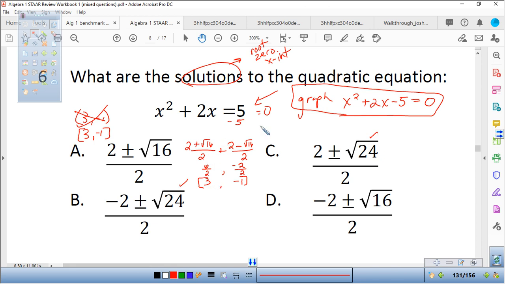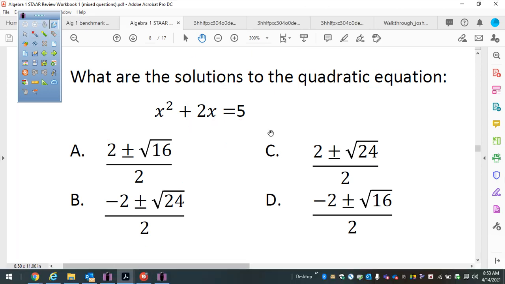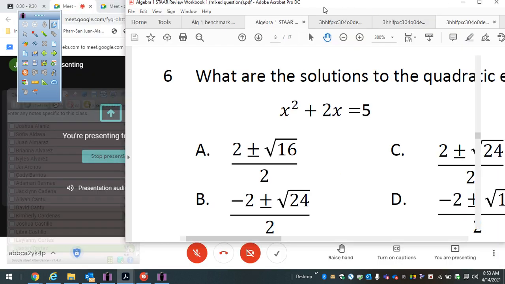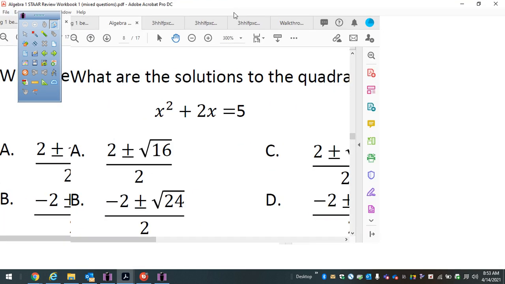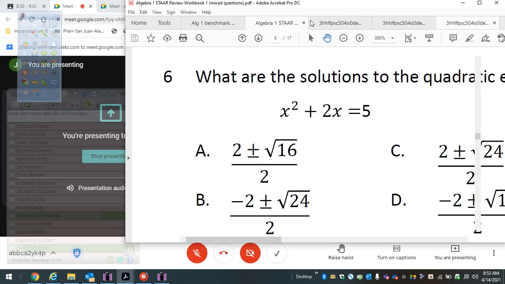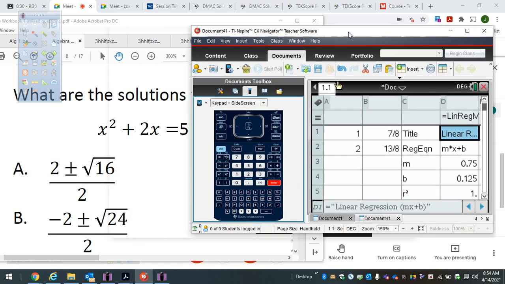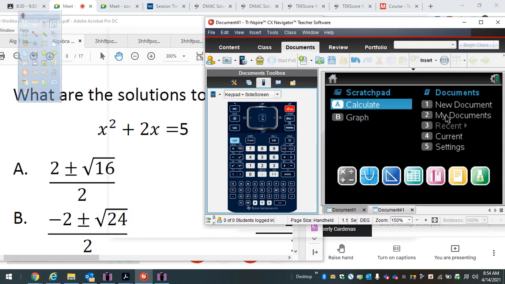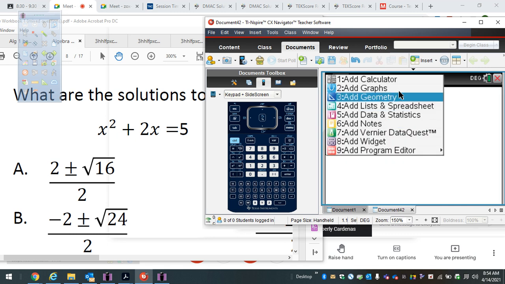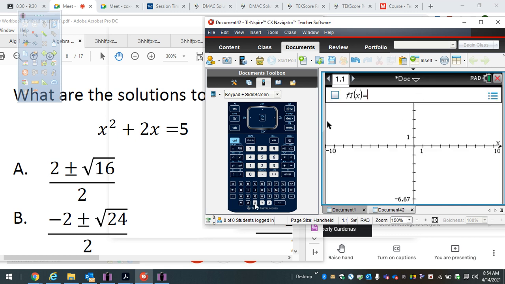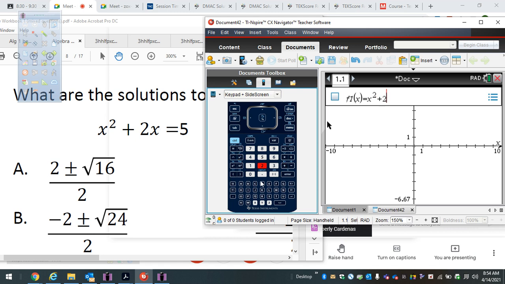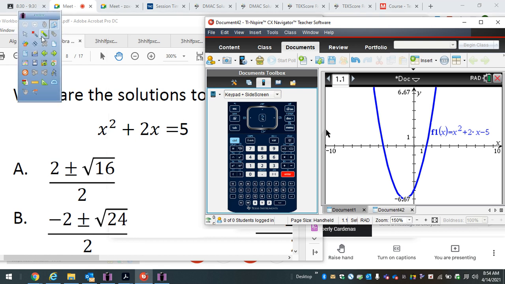Where am I at? So I'm going to graph this. You see this right here? I'm going to graph that: x squared plus 2x minus 5. So I'm going to go with x squared plus 2x minus 5. Graph that. So they're my answers.